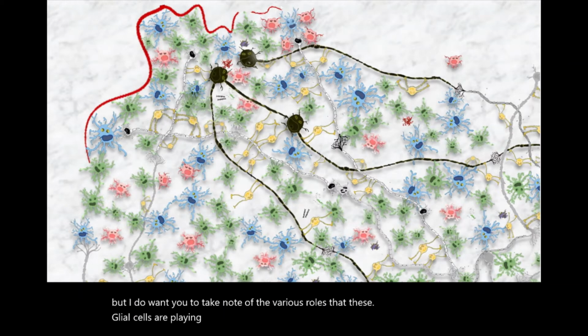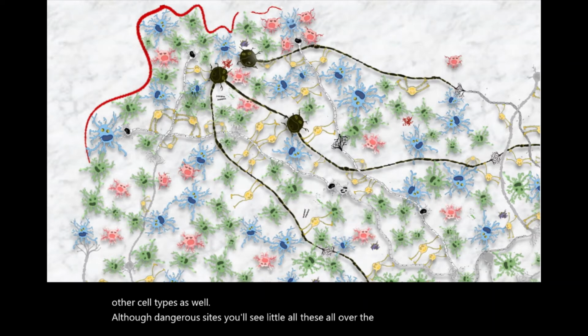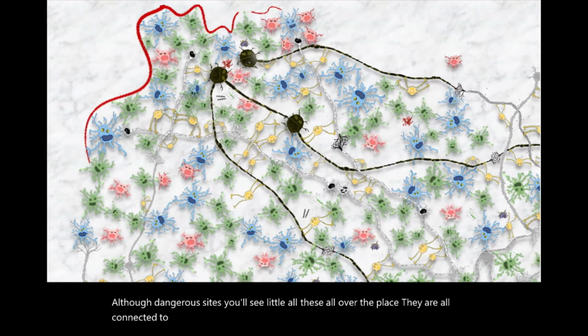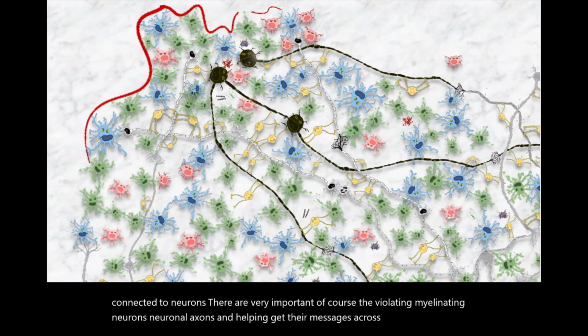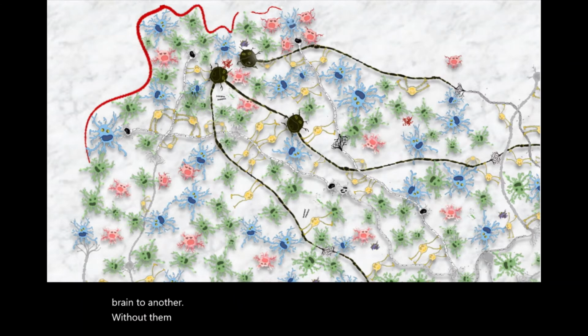Microglia, you'll see, are just kind of roaming about, independent more or less, making sure that the area is relatively clean and ensuring that there's nothing too harmful to the neurons in the population or to the other cell types as well. Oligodendrocytes, you'll see, little Ollies all over the place. They are all connected to neurons. They are very important, of course, to myelinating neuronal axons and helping get their messages across from one part of the brain to another. Without them, the axons would not have the insulation needed to send their messages across.